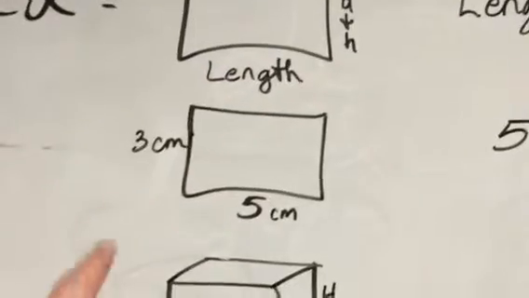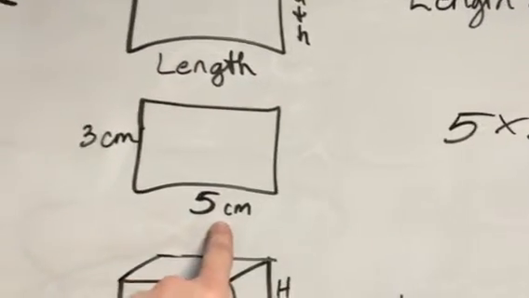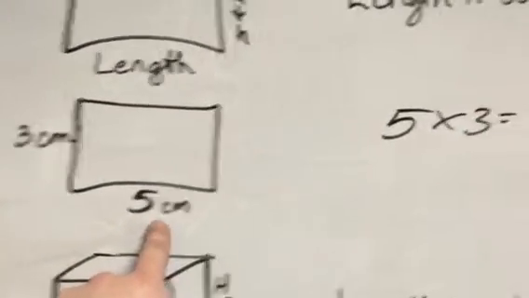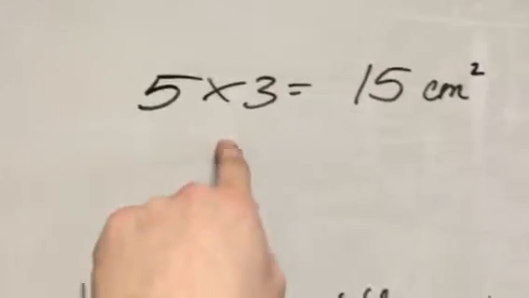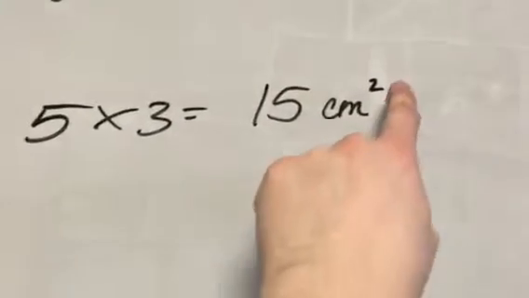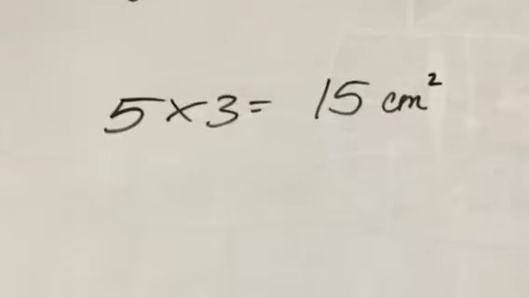So for example, if we have 3 centimeters on one side length and 5 centimeters as the other, we have 5 times 3, which equals 15 centimeters squared, or 15 square centimeters.